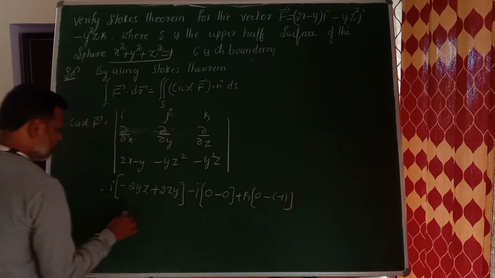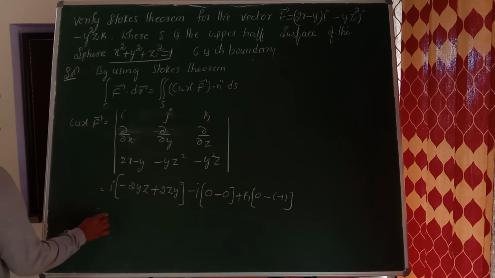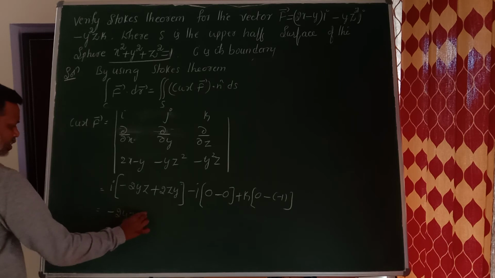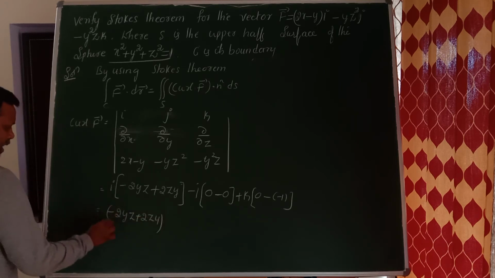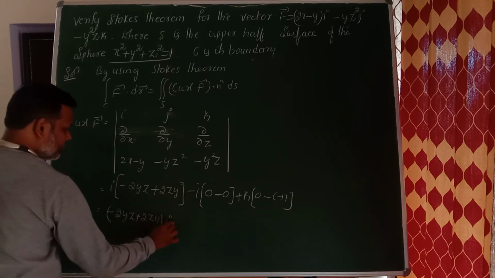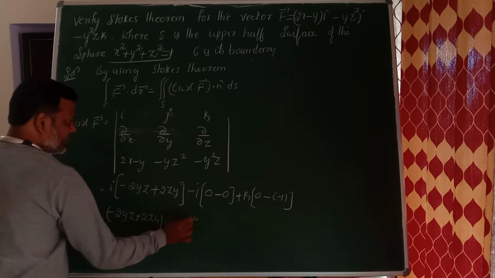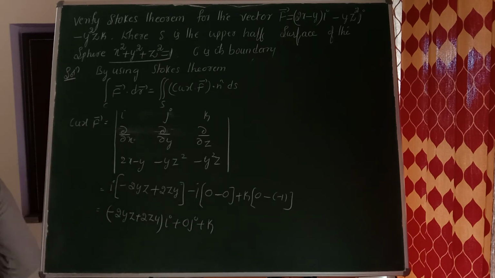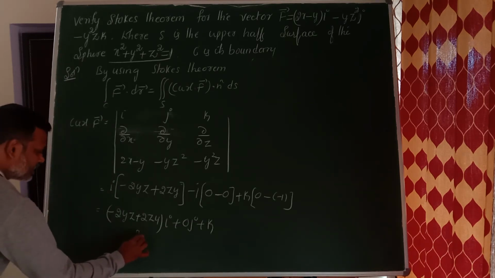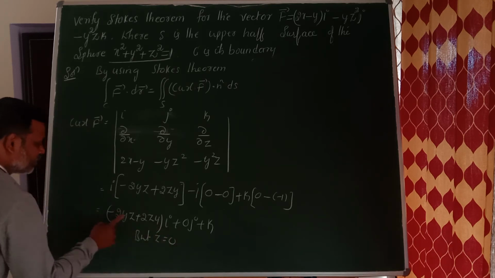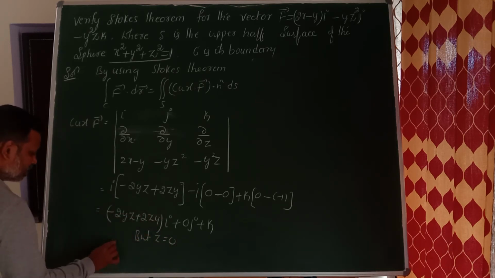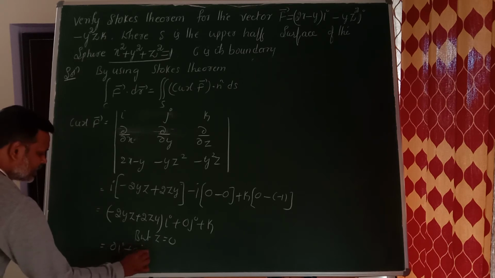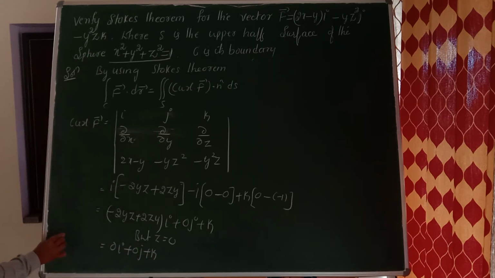Okay, after simplifying this, what happens here? So minus 2yz plus 2zy into i, and this becomes plus 0j, and this becomes minus into minus plus 1k, that is nothing but k. So now what to do here? But actually, z is equal to 0, as you know that. So that becomes 0i plus 0j plus k is remaining. This is the curl.